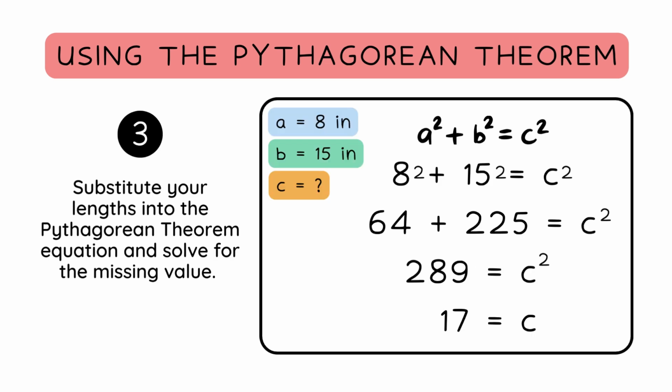Number three, you just need to substitute into the Pythagoras formula. You were given A as 8 and B as 15. So 8 squared is 64, and 15 squared is 225, equal to c squared. So c squared is equal to 64 plus 225, which adds up to 289. Taking the square root of 289 gives us 17. So c is equal to 17. That's our answer.